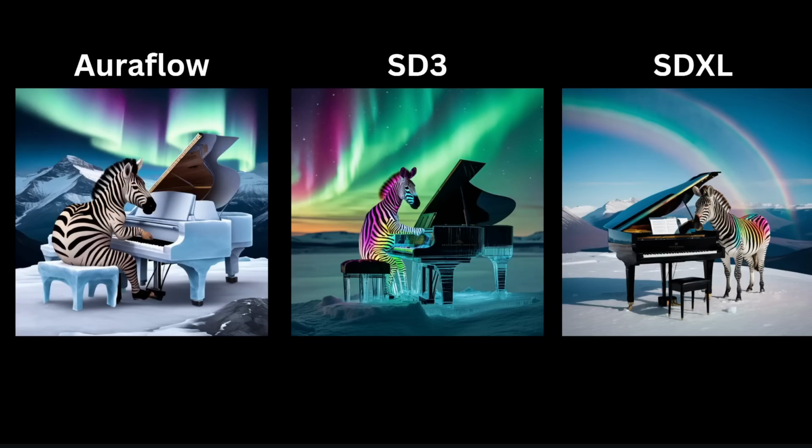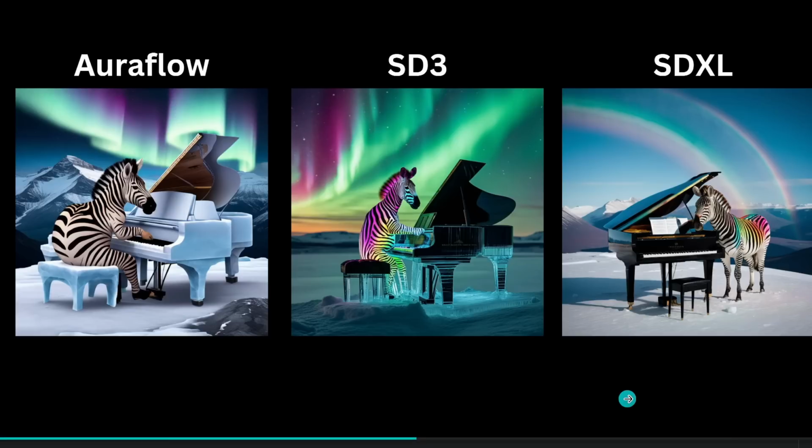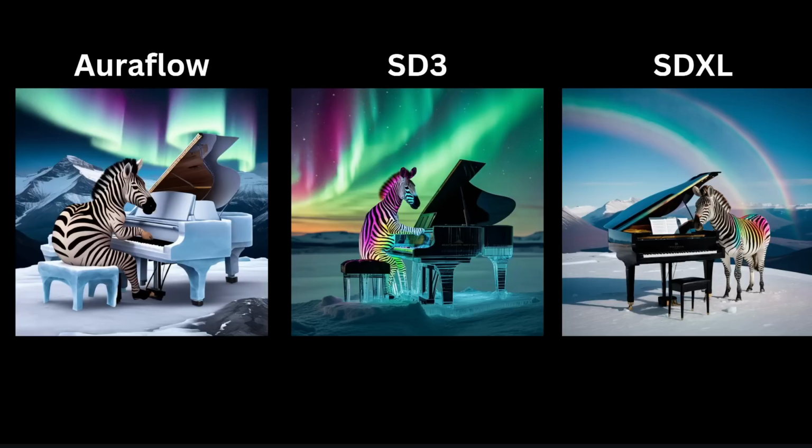Here are the three models side by side. You can decide which one looks best to you. But at least for following the prompt, I think it's pretty clear that SD3 is the clear winner here. It really captures everything that was specified in the prompt, from the zebra playing the piano, rainbow stripes, piano made of ice, and the northern lights. Also, in terms of realism, I think both Stable Diffusion images look slightly more realistic than AuraFlow. But let me know what you think.